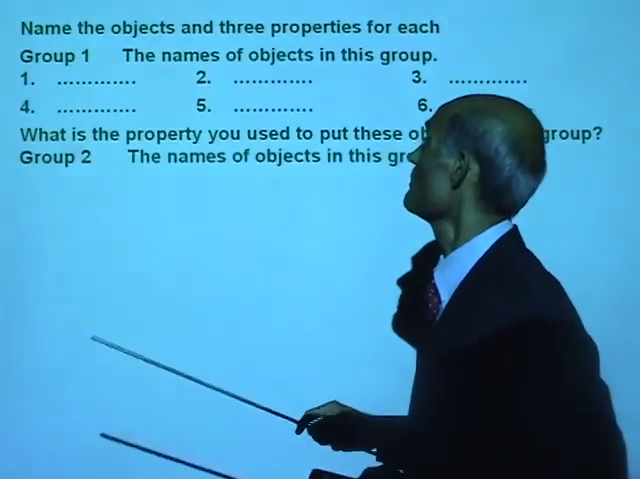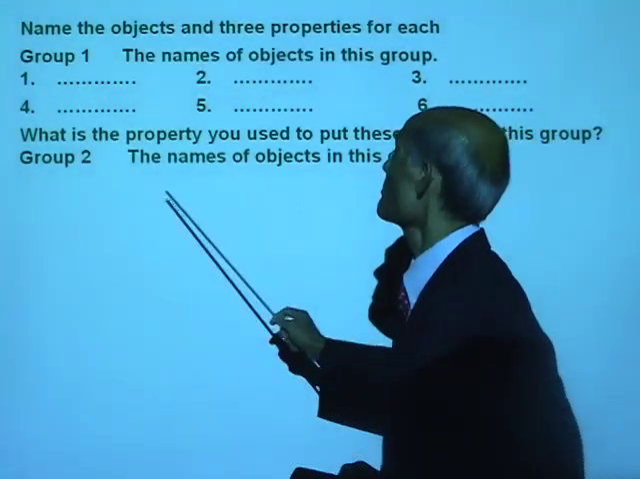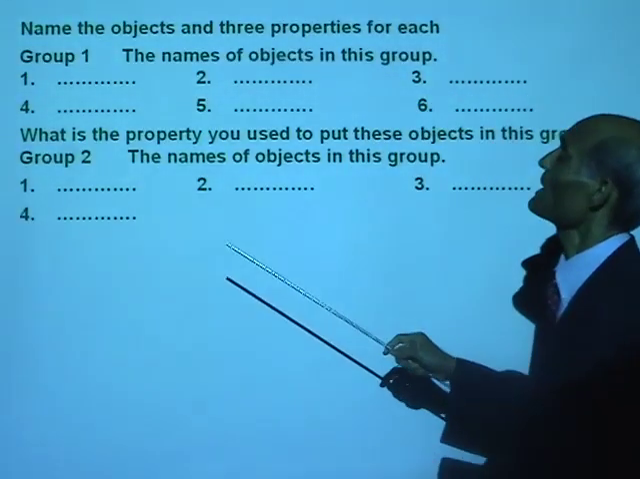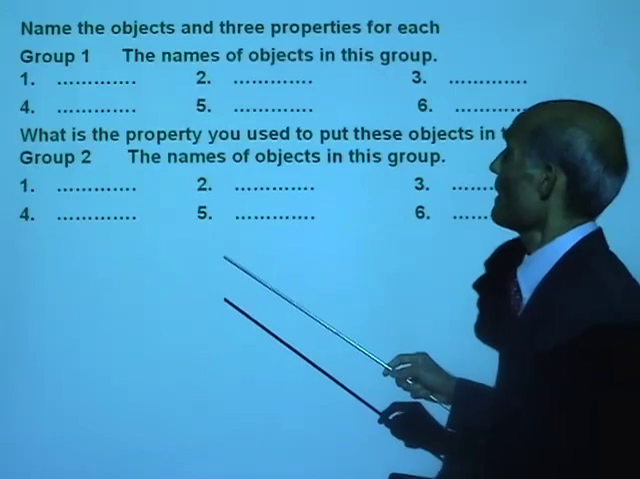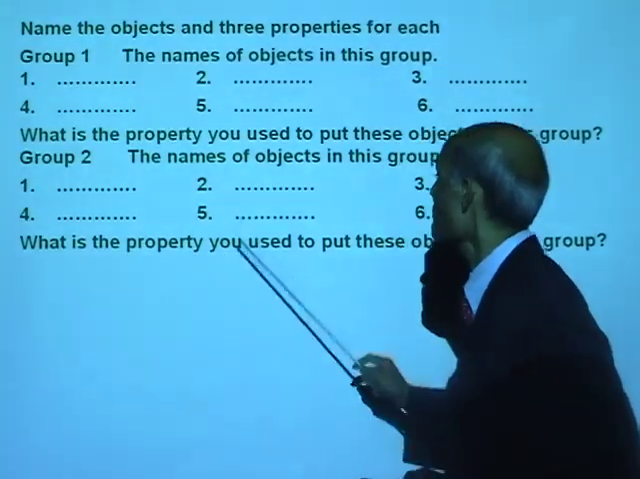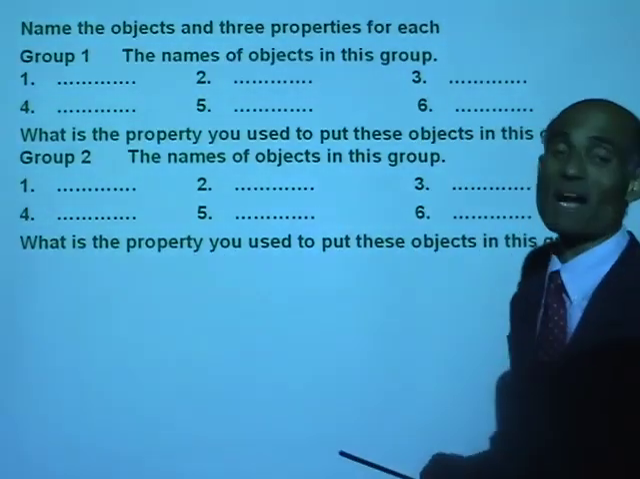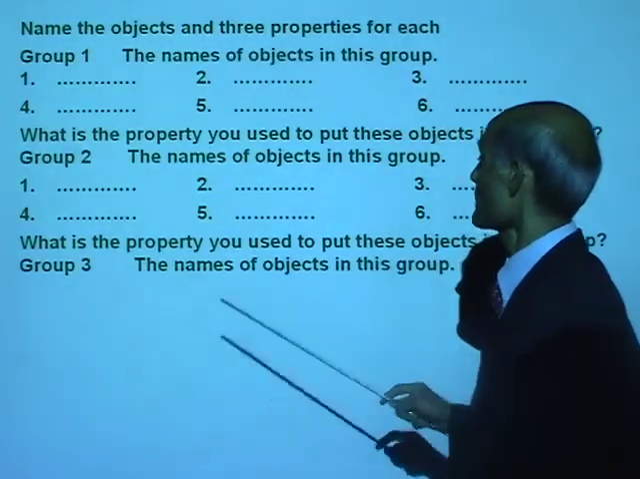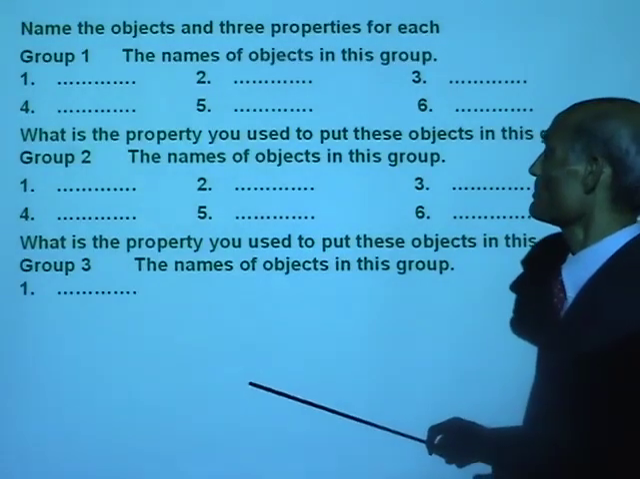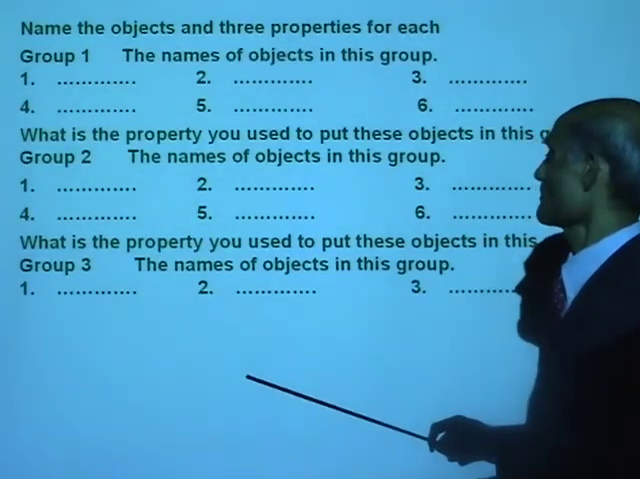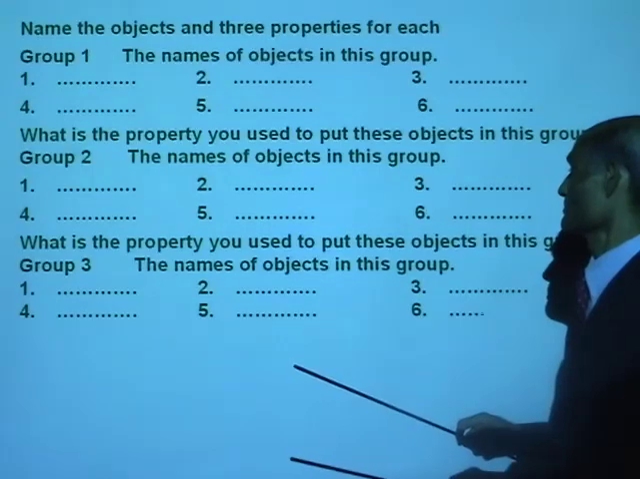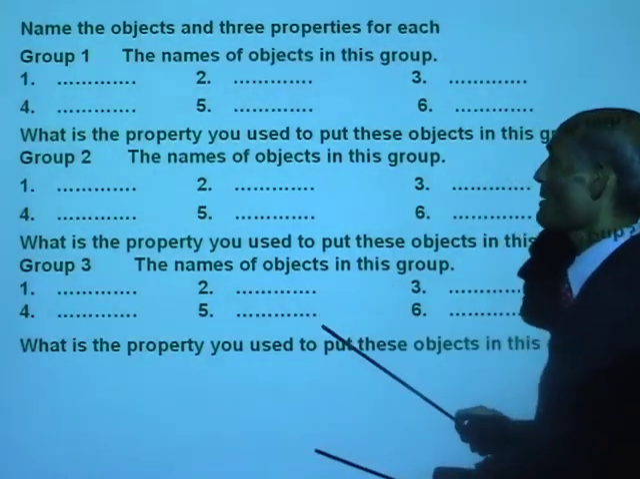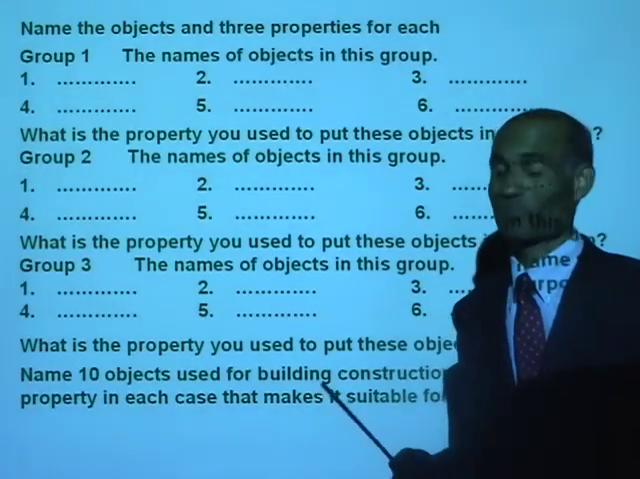Now go to group 2. Names of the objects in this group. Alright, write down the names. And then tell me what is the property you used to put these objects together. Similarly, go to group 3 and name the objects in this group. Alright, what is the property you used to put these objects together in that group?